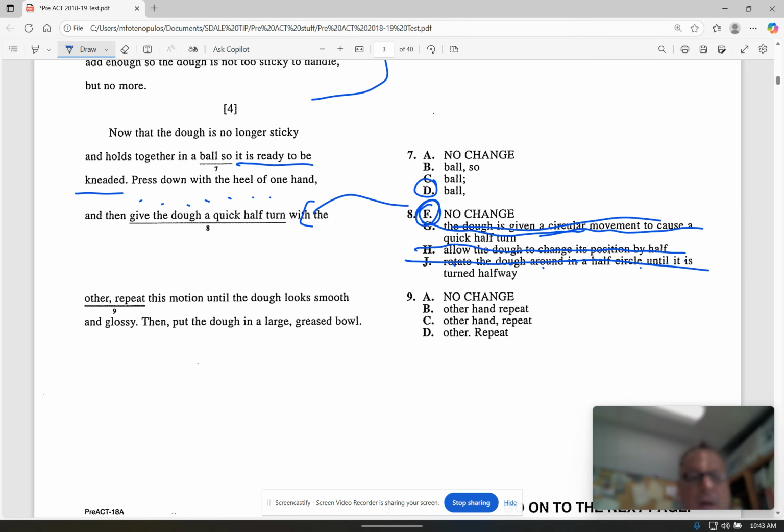And then with the other, repeat this motion until press down with the heel of one hand and then give the dough a quick half turn with the other. Press down. See, that's a good sentence, separated by another good sentence. And then it's done. Repeat this motion. There you go. D.